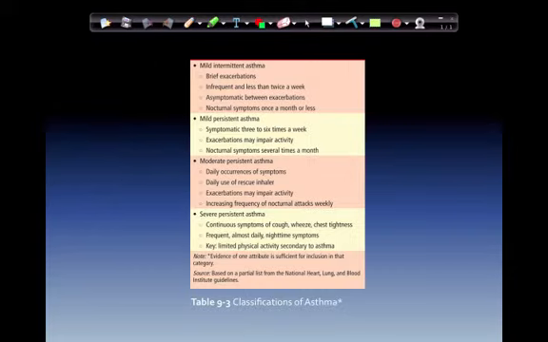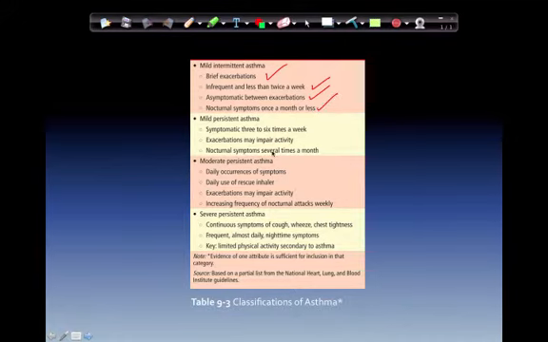Classifications of asthma, we have quite a few of them here. We have mild. So we identify these by how many times they have an asthma attack, essentially. Mild intermittent asthma, brief exacerbations. They're infrequent, whenever they occur, less than twice per week. Asymptomatic between exacerbations or flare-ups. Nocturnal symptoms about once a month or less, where the asthma attack wakes you up and you have to have your rescue inhaler. Mild persistent asthma.